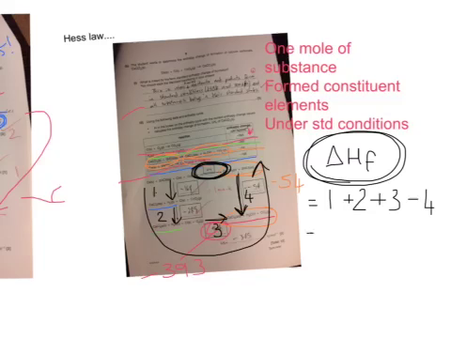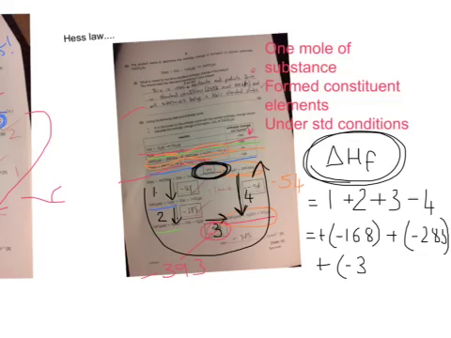So it would be plus this, which is a negative value, 168, plus negative 285, plus negative 393. Now it would be minus 54. If you type that into your calculator, you should get a value which should get you 3 marks. So pop that in your calculator.